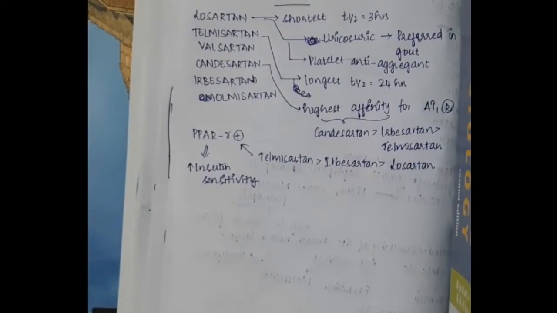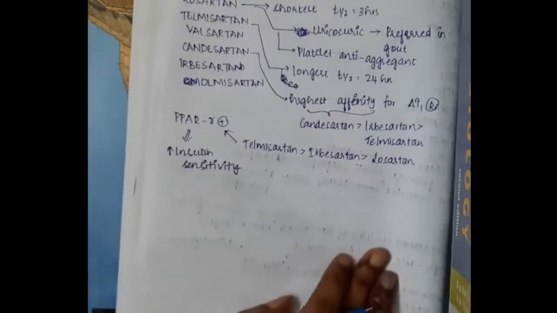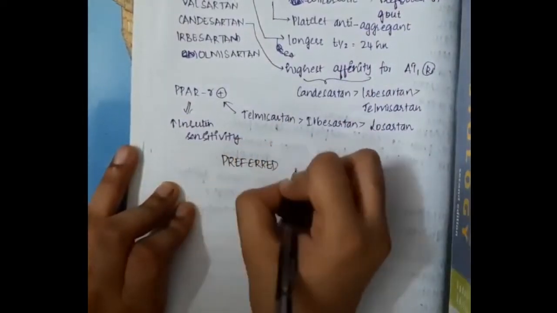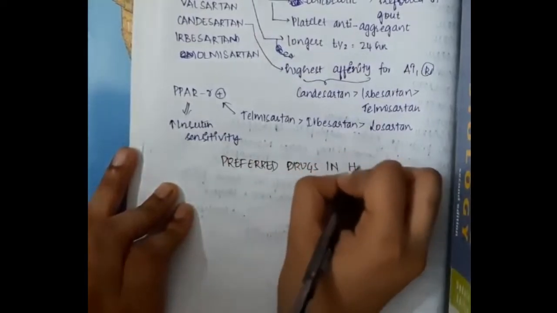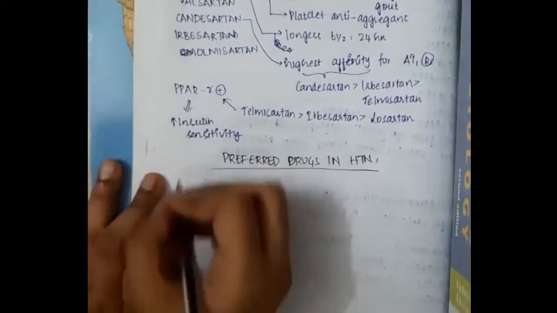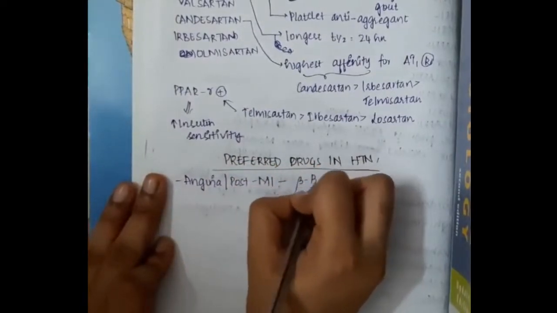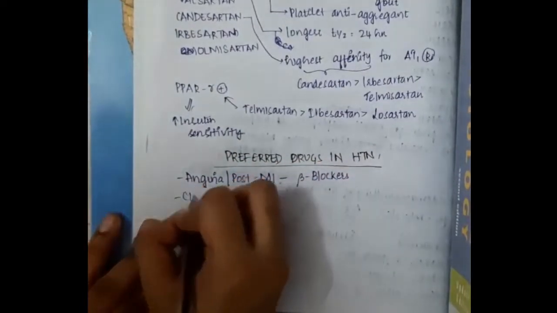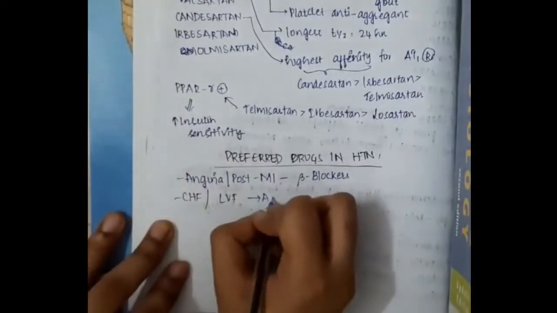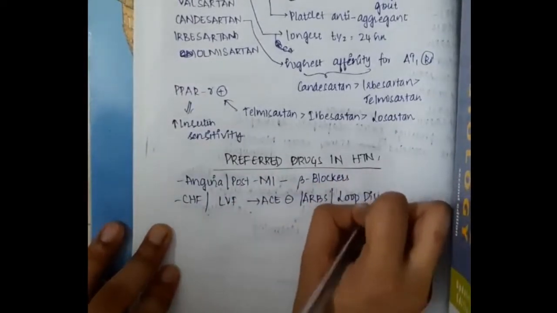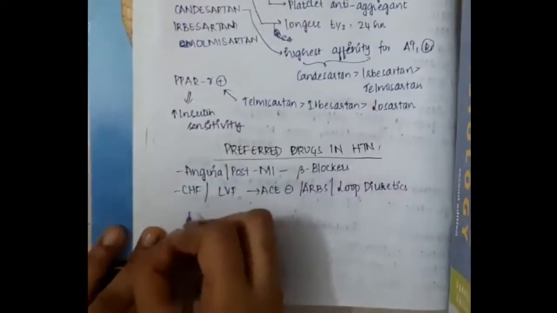Now let us learn about the preferred drugs in hypertension. So if you see the preferred drugs in hypertension, in angina or post-MI, beta blockers are preferred. In congestive heart failure or left ventricular failure, ACE inhibitors or ARBs or loop diuretics are preferred.